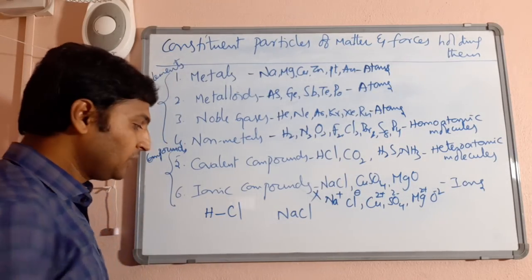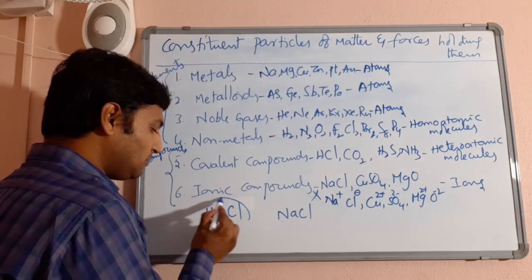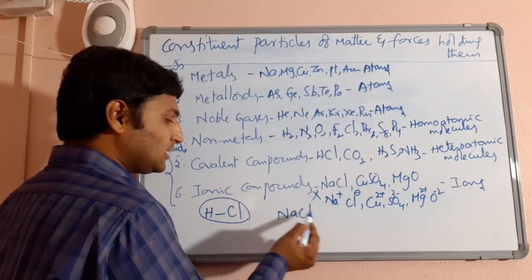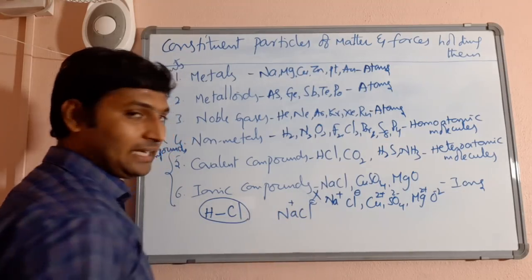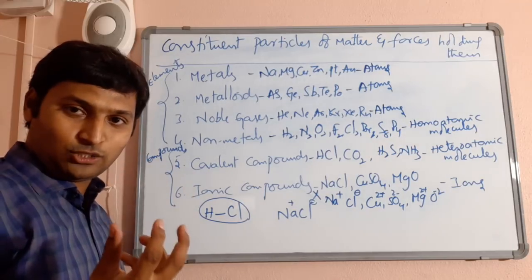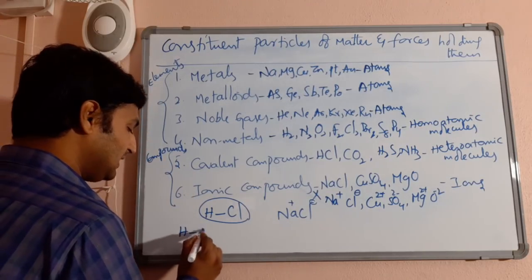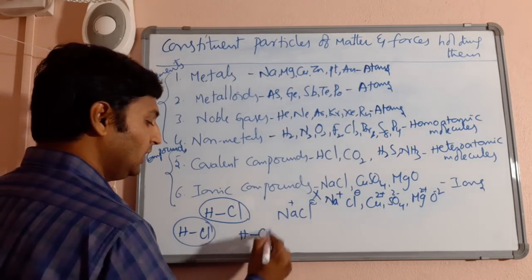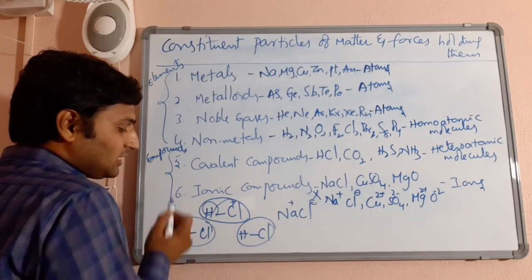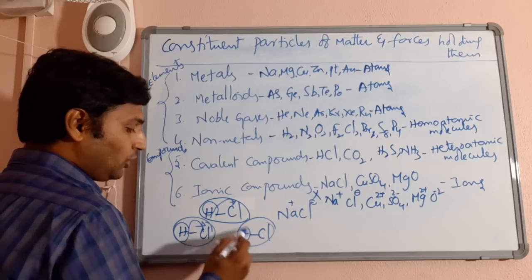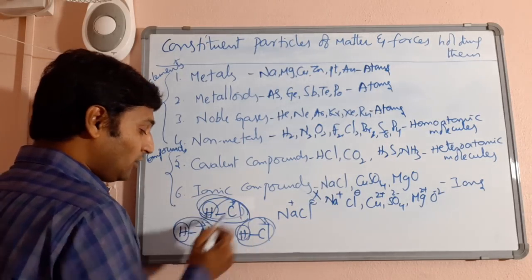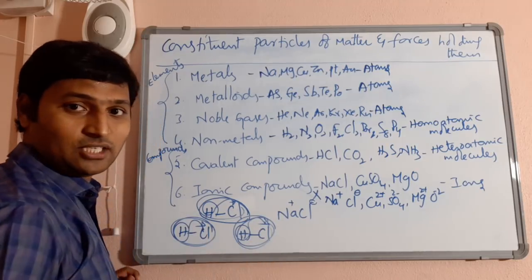Please understand, hydrogen chloride is made up of covalent molecules, whereas sodium chloride is made up of sodium cation and chloride anion. Now, in a sample of hydrogen chloride, I have this HCl molecule, this HCl molecule, this HCl molecule. This hydrogen belongs to this chlorine only, this hydrogen belongs to this chlorine only. Means, each of the molecules is independent from each other.